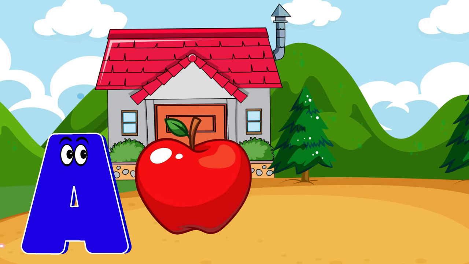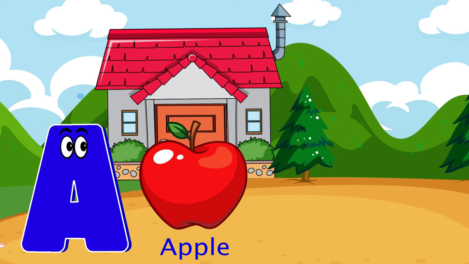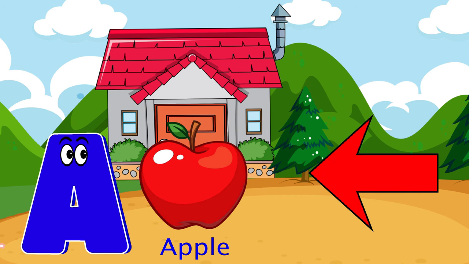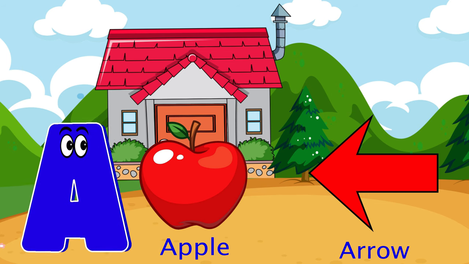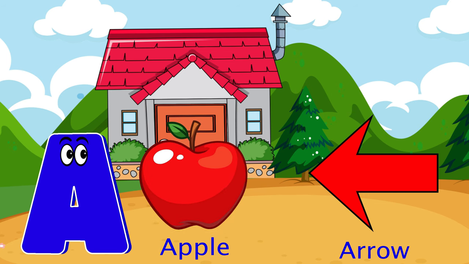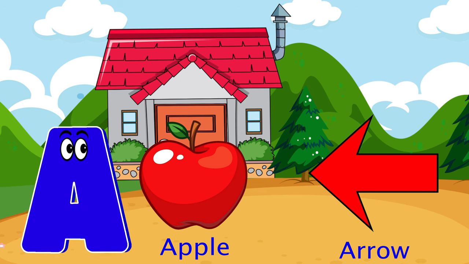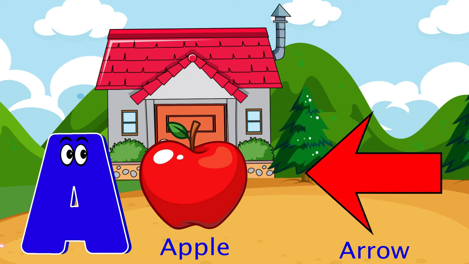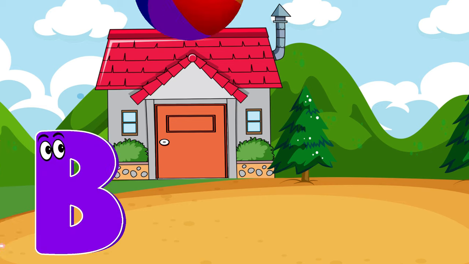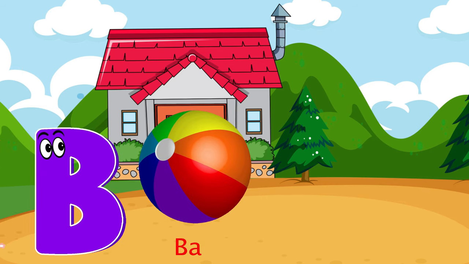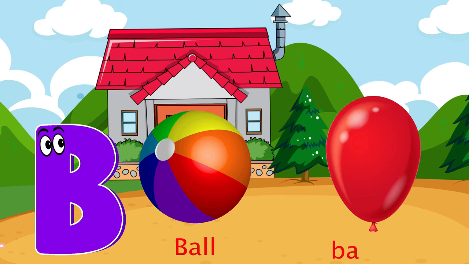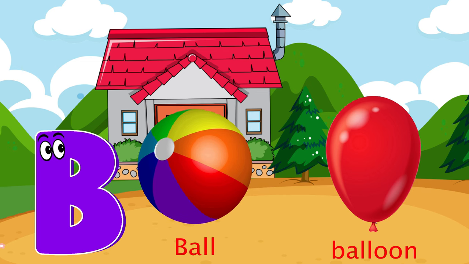A is for apple. A is for arrow. A is for apple. A is for arrow. B is for ball. B is for balloon. B is for ball.